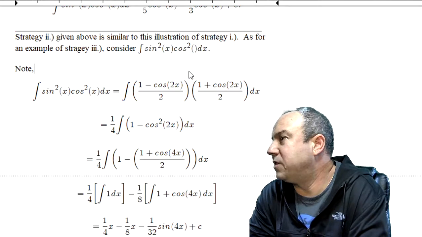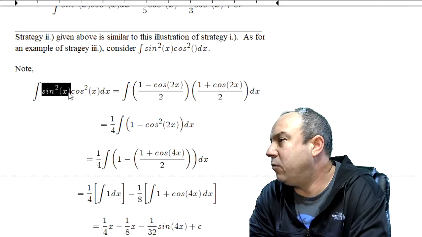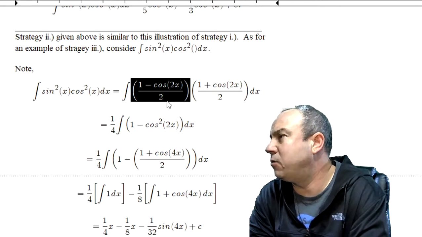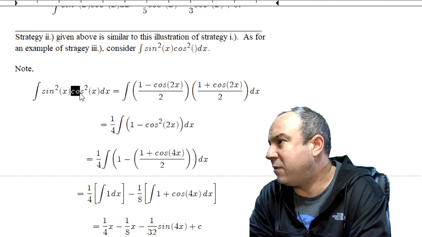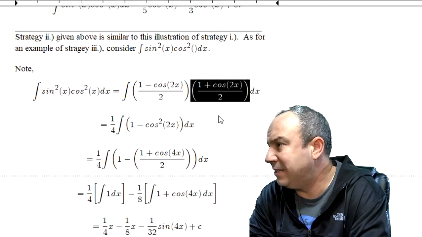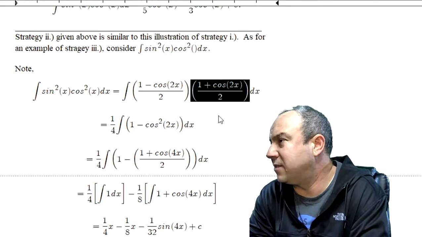What about the integral of the sine squared x times the cosine squared x? Well, we do have our half angle formulas. The sine squared x, using the half angle formula, is 1 minus cosine of 2x divided by 2. And from the half angle formulas, the cosine squared x is equivalent to 1 plus the cosine of 2x divided by 2.